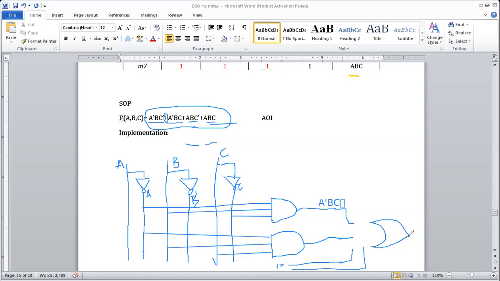My drawing is not so well, don't mind. So I will give all these inputs to the OR gate so that all these product terms will become sum of products at the output side. That is our F, output F, A, B, C. Have you got this? Yes, sir. Okay.